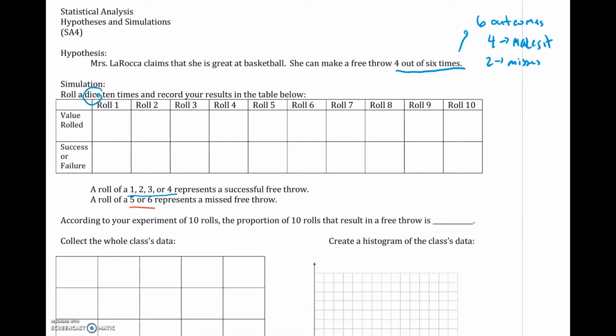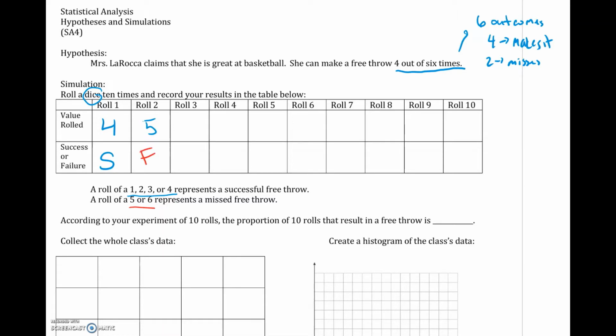And then we can do the simulation by rolling dice, and obviously you can't see me roll any dice right now. So I'll just go ahead and give you the results that we got. So the first roll was a 4. Is that a success or failure? Well, that is a success. I'll use S for success. Roll 2 was a 5. Is that a success or failure? That is a failure. All right.